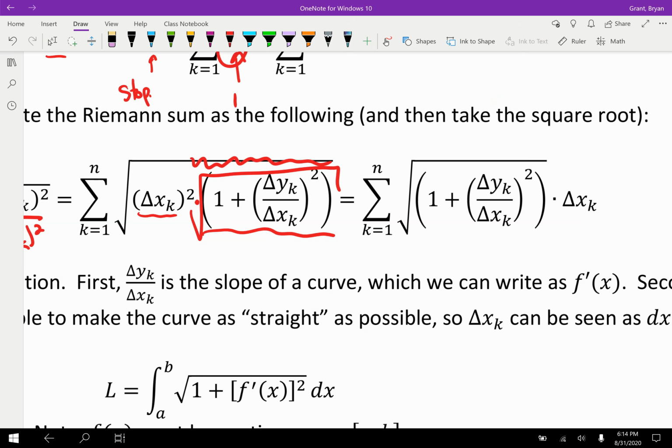So same thing here when we do the square root of delta x sub k squared, it is just delta x sub k, moved it out front there. And then the inside we can't distribute further, there's a plus preventing that distribution of the square root, so we're probably going to have to stop there.